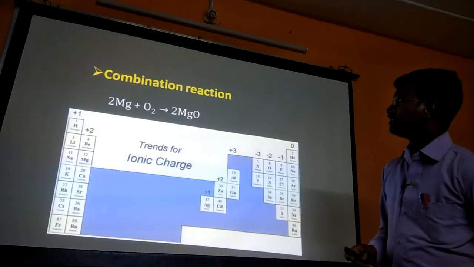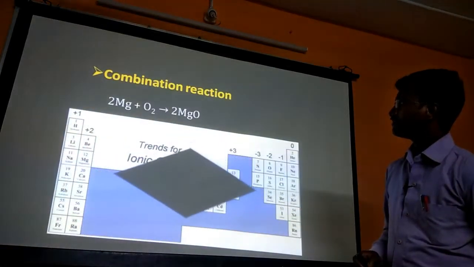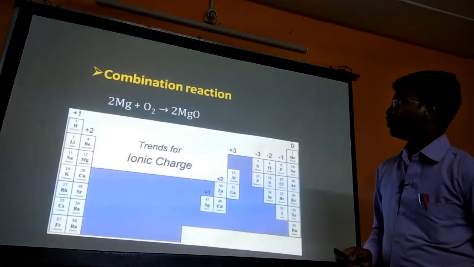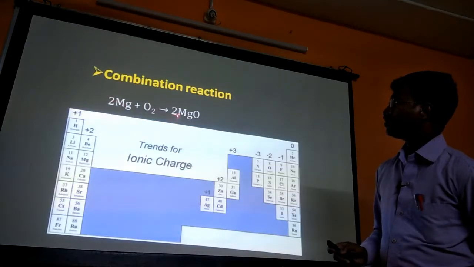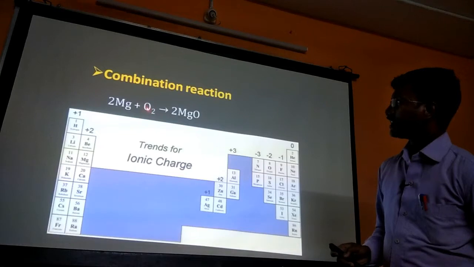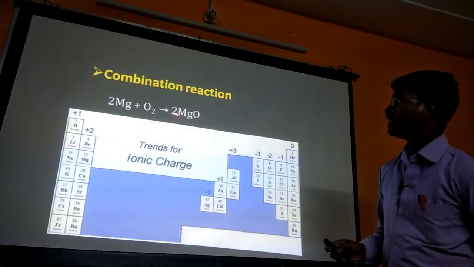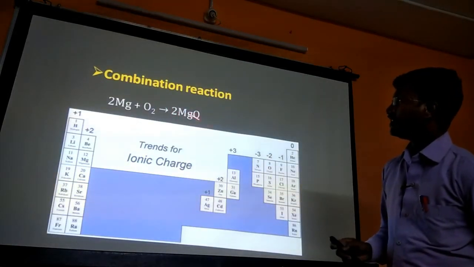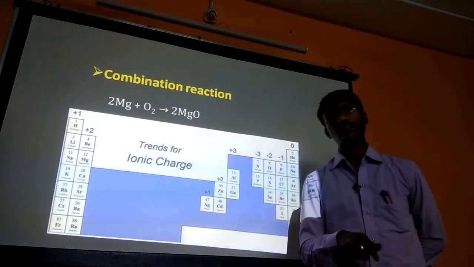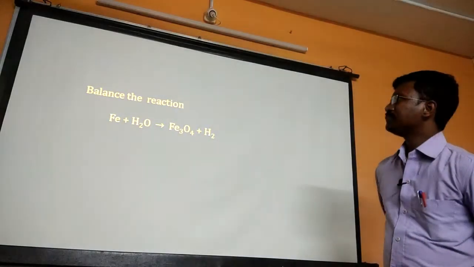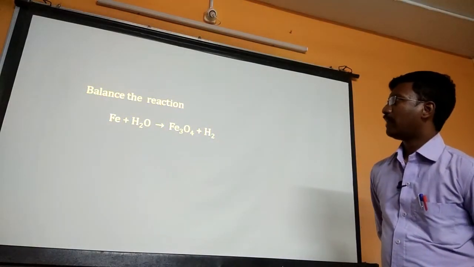This is the combination reaction. The next one is balancing. Here we give magnesium as 2 in the reactant, and in the product magnesium is also 2. Oxygen in the reactant is O2. In MgO it is initially 1, so we balance it by writing 2. Therefore Mg is also 2 and oxygen is also 2. While writing any reaction, we have to check whether the number of reactant atoms is balanced by the number of product atoms. The second one is an example of balancing a chemical reaction.